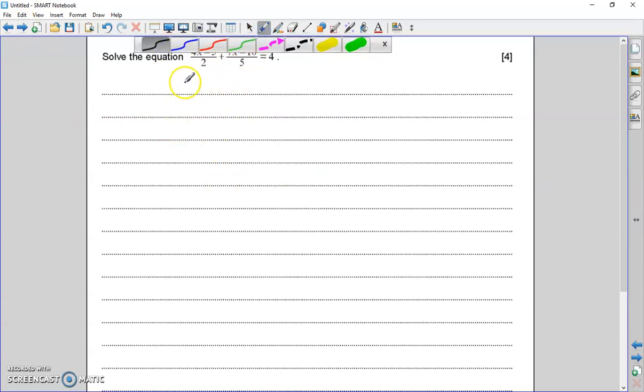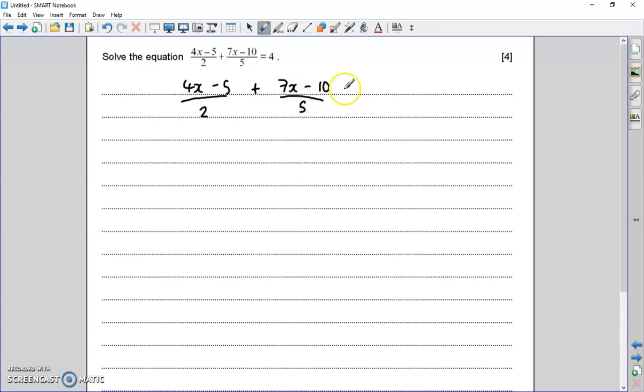Okay, here we go. We've got two fractions to start with: 4x minus 5 over 2 plus 7x minus 10 over 5. Now then, this last bit, this 4, isn't a fraction, and it needs to be. The easiest way to make it a fraction is to put it over 1. Now I need a common denominator of 2, 5 and 1. What's in the 2, 5 and 1 times table? 10. So I'm going to put them all over 10.